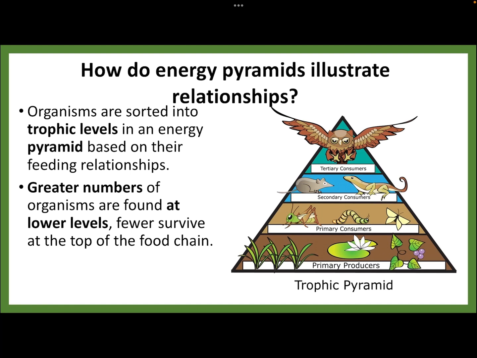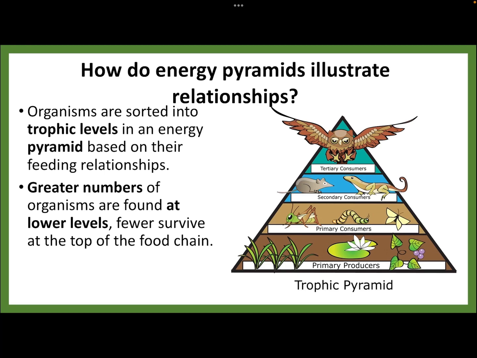Organism relationships. Food chains and food webs are not the only things that we can use in ecology to show relationships. We can also use energy pyramids. In an energy pyramid, we have trophic levels, and that is the level at which an organism is located on your energy pyramid. Same term also applies to the space that they occupy in a food chain or food web.